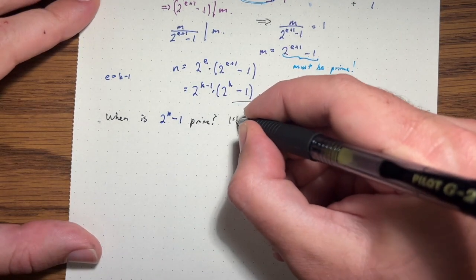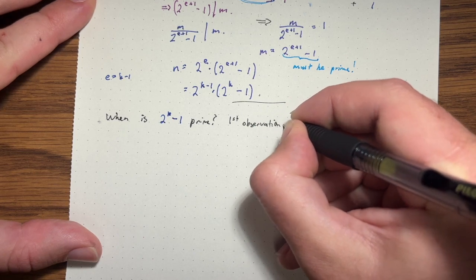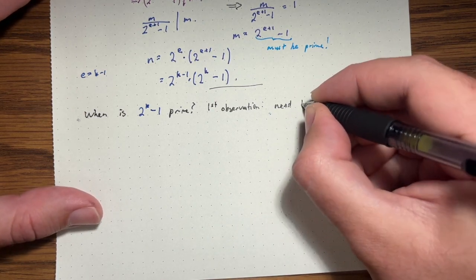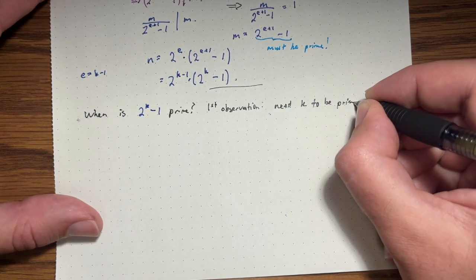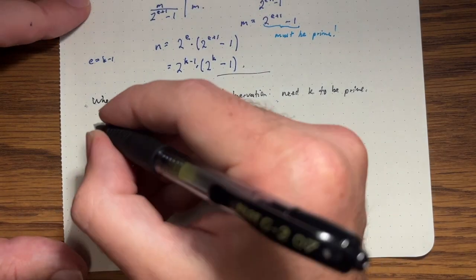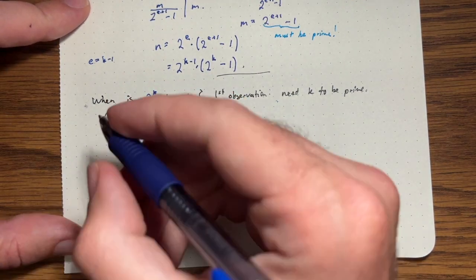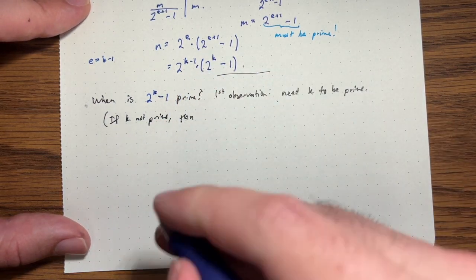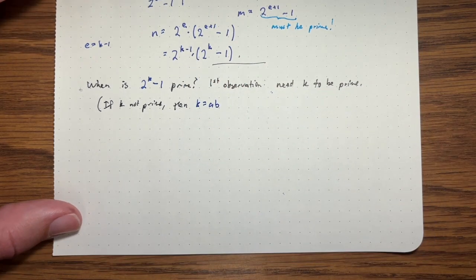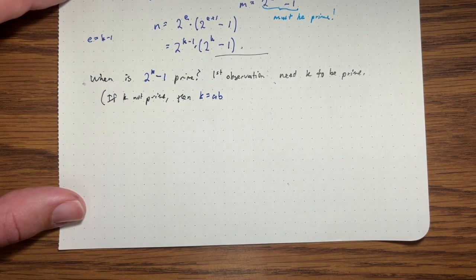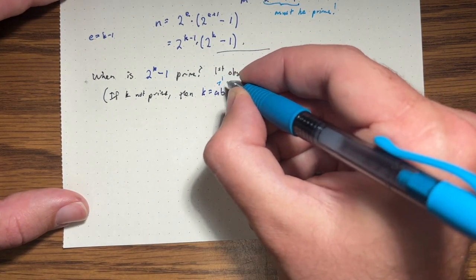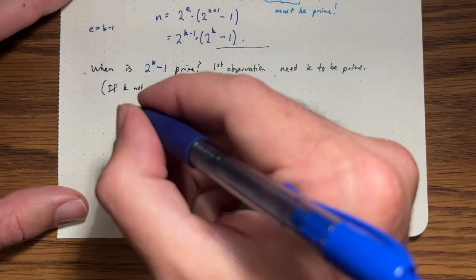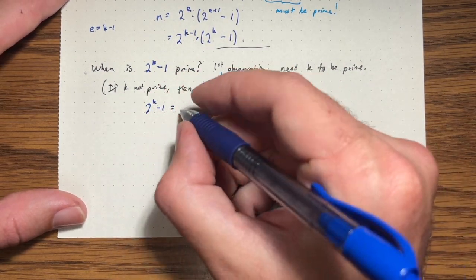Well, the first observation is that in order for this to be prime, we need k to be prime. We need the exponent to be prime. Why is that? Well, if k is composite, so if k is not prime, then k is a times b, neither of those equal to 1, so a and b are strictly greater than 1. Here's the problem. 2 to the k minus 1 is 2 to the ab minus 1.